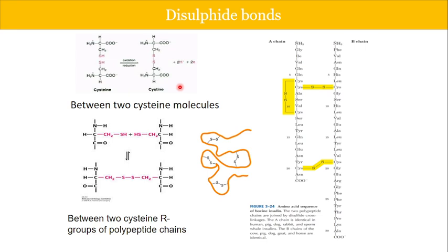So there is a difference between the two, in spelling as well. These bonds are important in the folding of the protein as well as in giving different structure to the protein. It is formed between two cysteine R groups of the polypeptide chain, between the two SH groups.